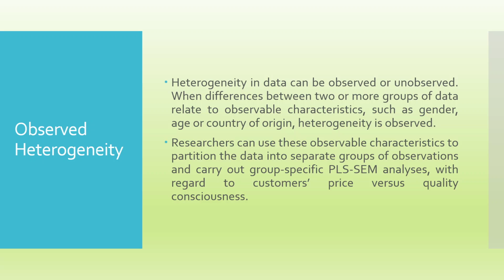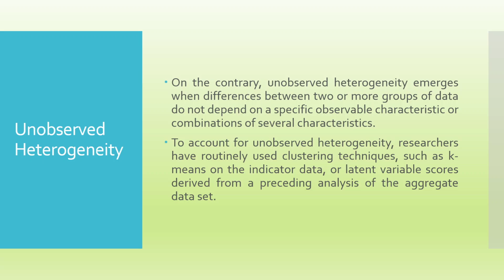The second type of heterogeneity is unobserved heterogeneity. In this case, the researcher is completely unaware of the groups which may be affecting the model. The groups are undetected, and the researcher is not aware at the time of filling up the questionnaire that these groups can have a separate model. So unobserved heterogeneity emerges when the difference between two or more groups of data does not depend on specific observable characteristics.